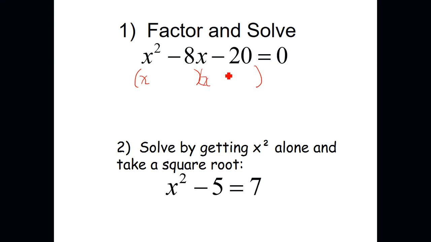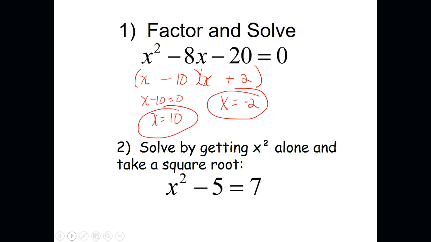X, I need things that multiply to make -20, like -10 and +2. Yep, they still add to make -8. And then that's where we would set each of these factors equal to 0, and we'd get two solutions, right? X equals 10, x equals -2. Two totally different answers. That's when we have an x squared and an x in it. We can try to break it apart using factoring.